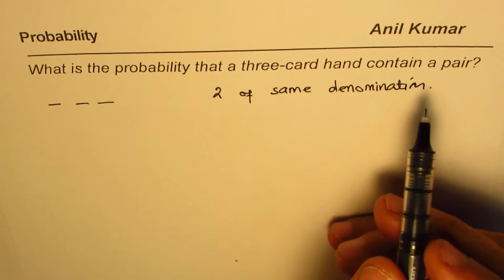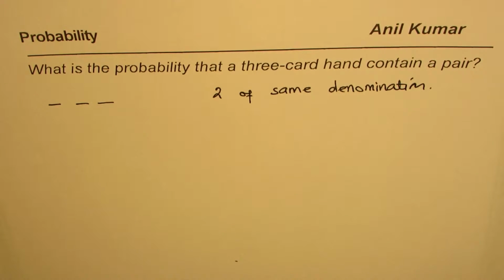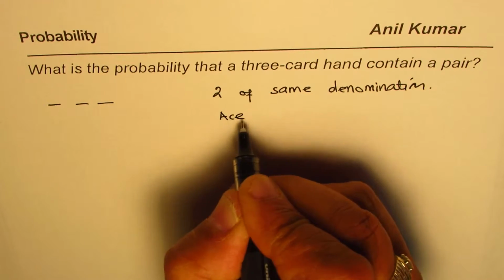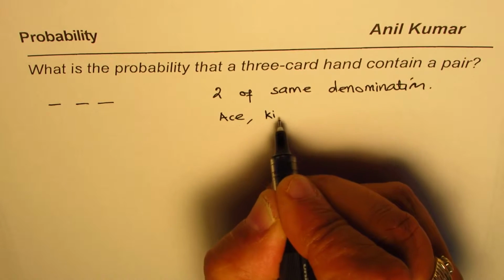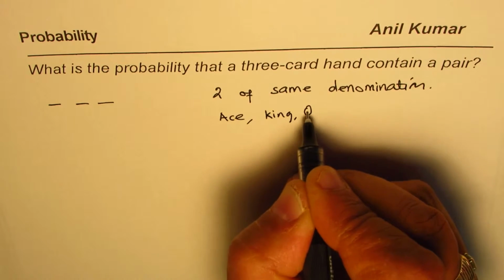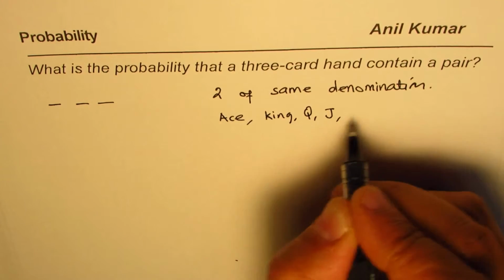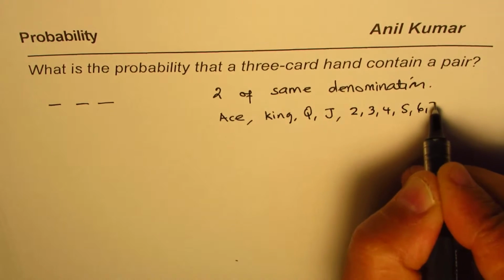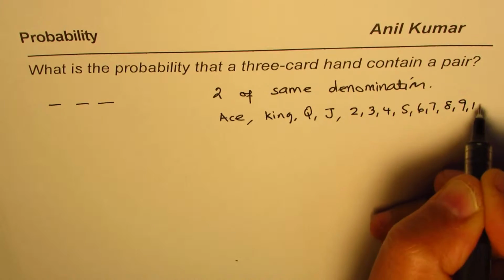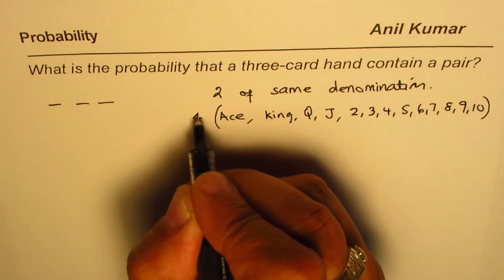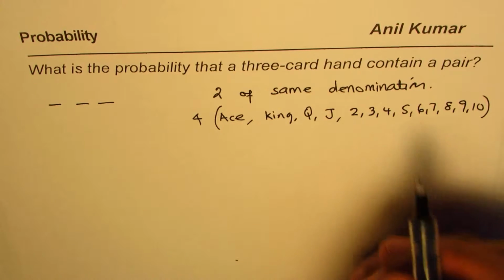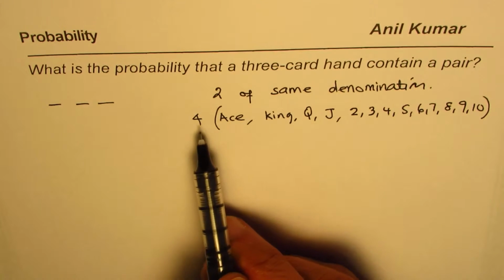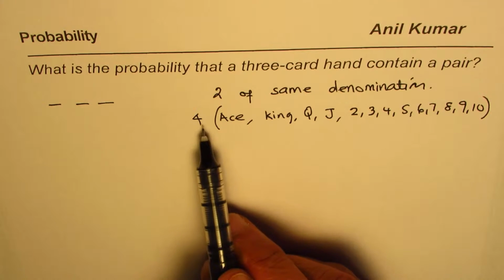So in a game of cards, you have four of each kind, and what you really have is ace, right? You have king. Let me write. Then really use symbols: queen, jack, and the numbers 2, 3, 4, 5, 6, 7, 8, 9, and 10, and all are of four different suits, right? Hearts, clubs, diamonds, and spades. So that makes 52 cards, right? So 13 times 4 makes 52 cards.